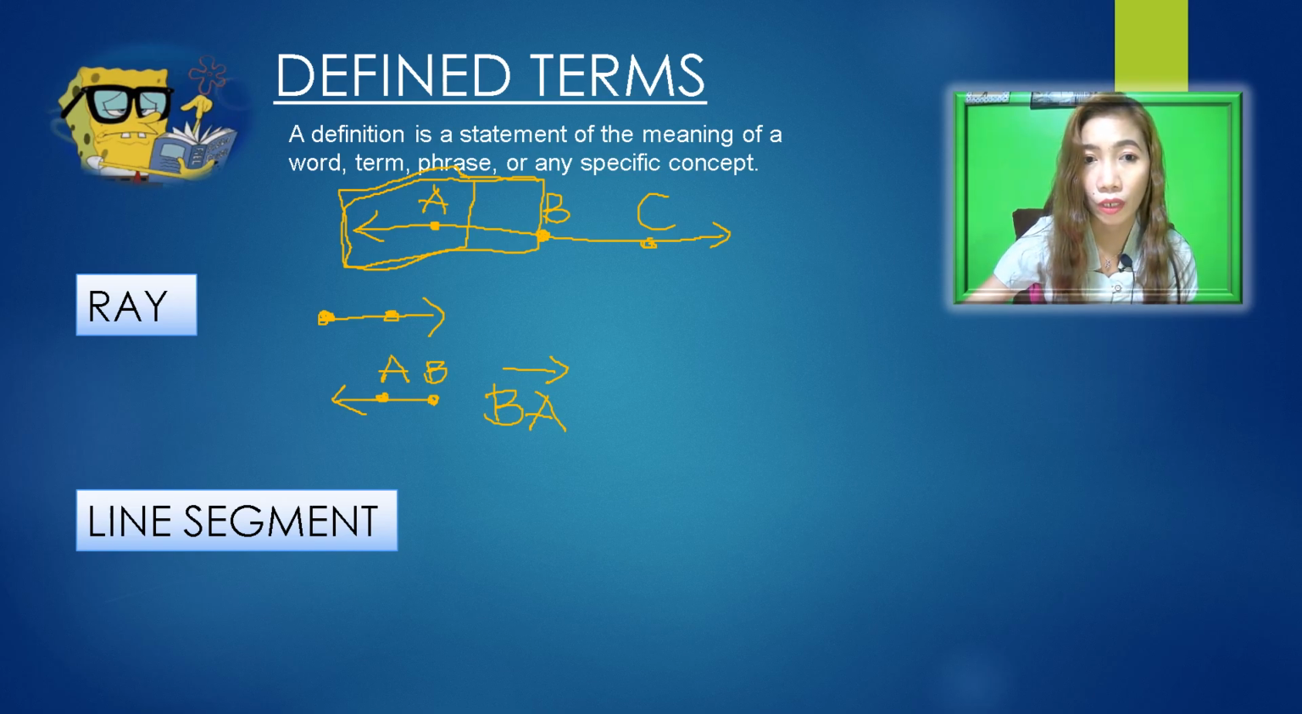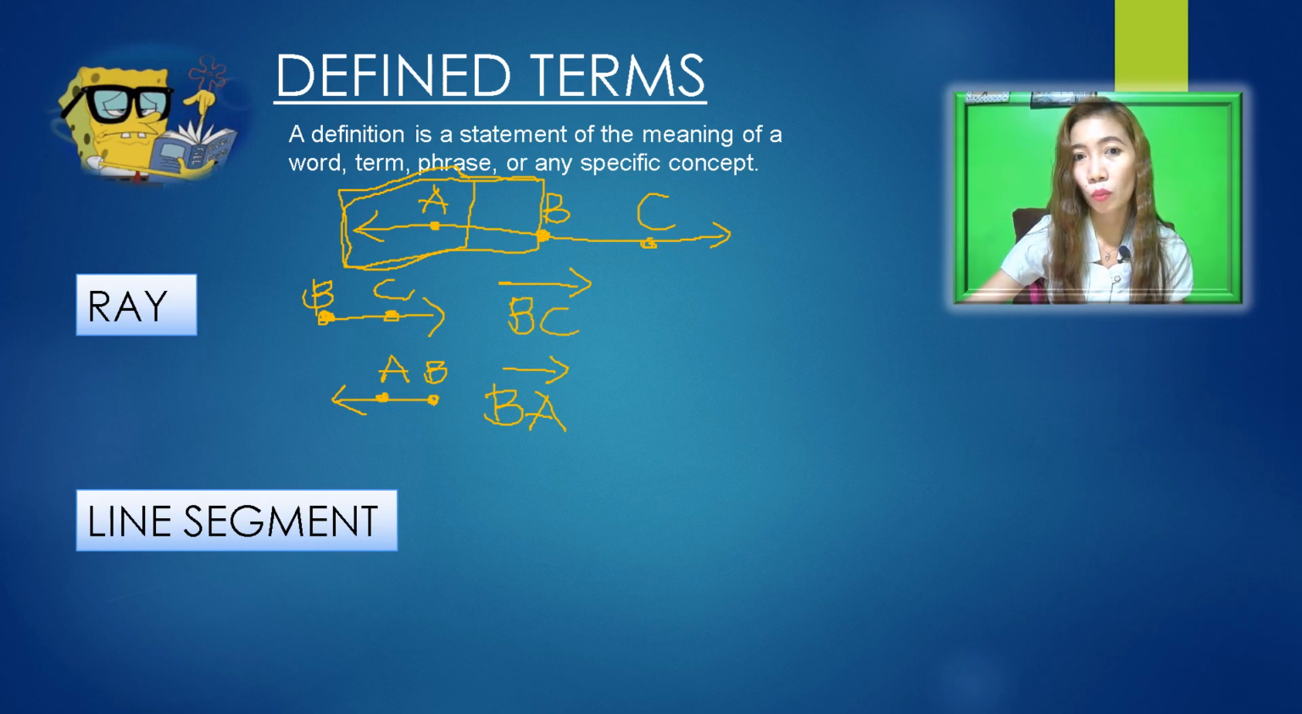And for the other one, kuhanin ko naman yung other half of the line na na-draw ko kanina. So this is point B and this is C. So pag in-name natin yung ray na yan, start with the endpoint, that will be ray BC. Okay, ma'am, pwede rin bang sabihin or pangalanan is like for this one?